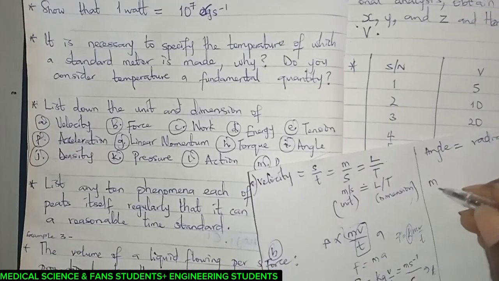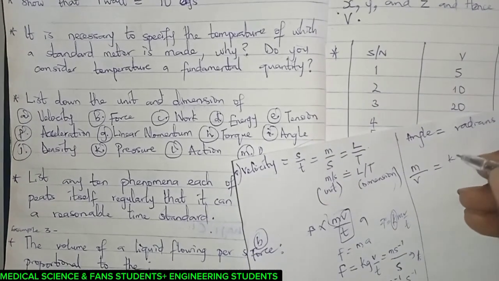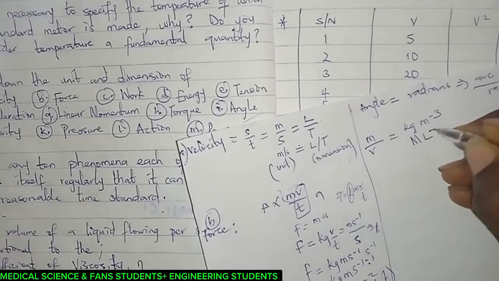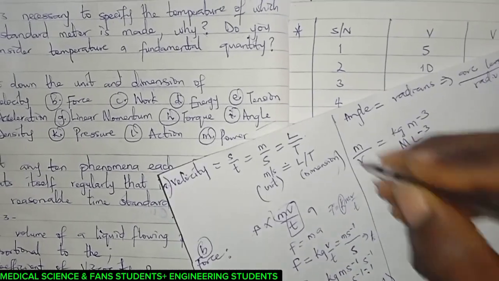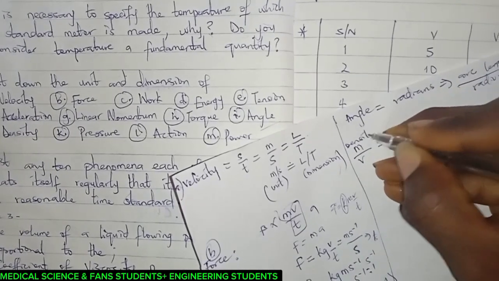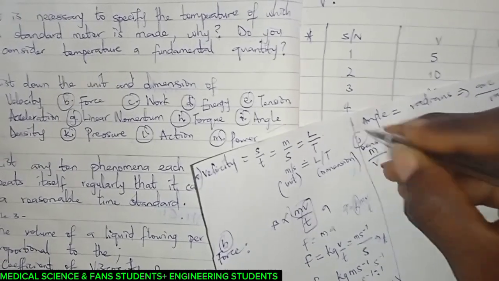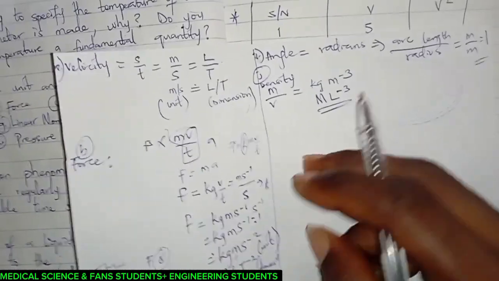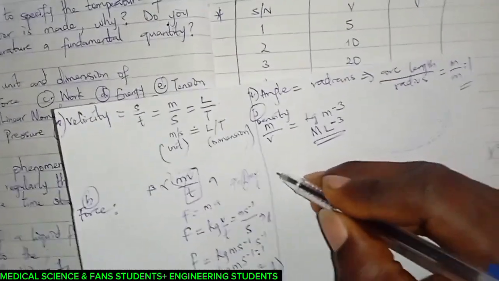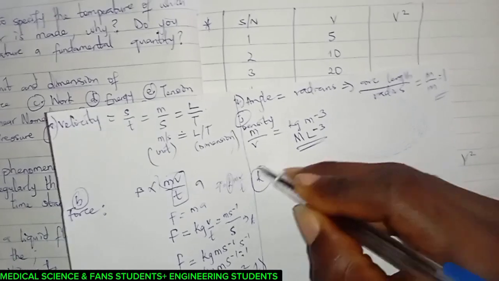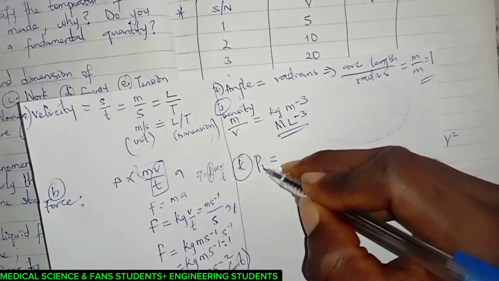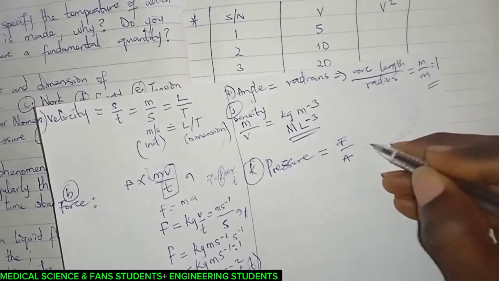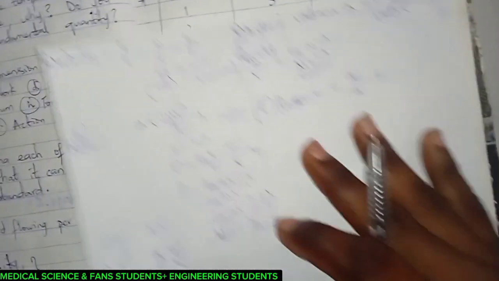Density is mass over volume, which is kilogram per meter cube, which is ML raised to power minus 3. So this is density. Pressure is in Pascal. Pressure is force over area.